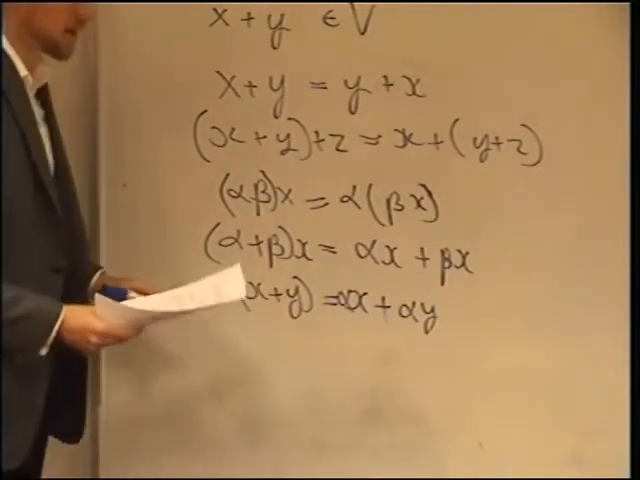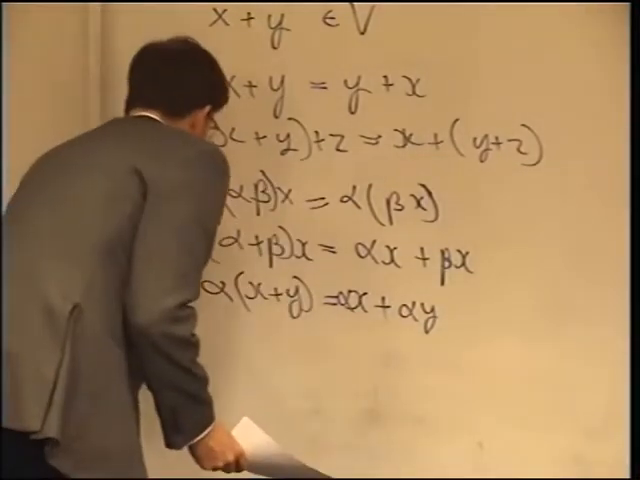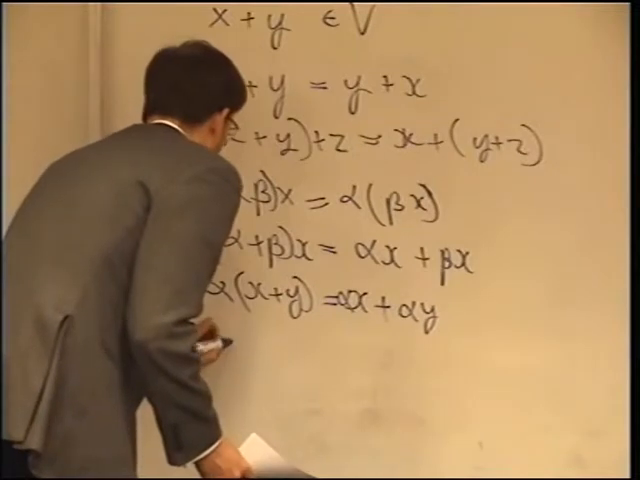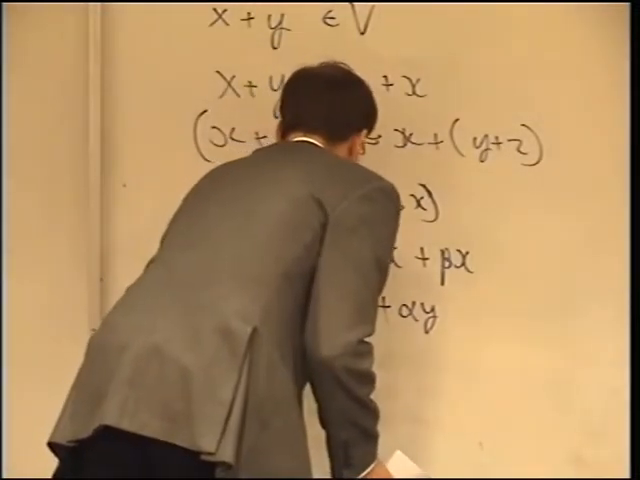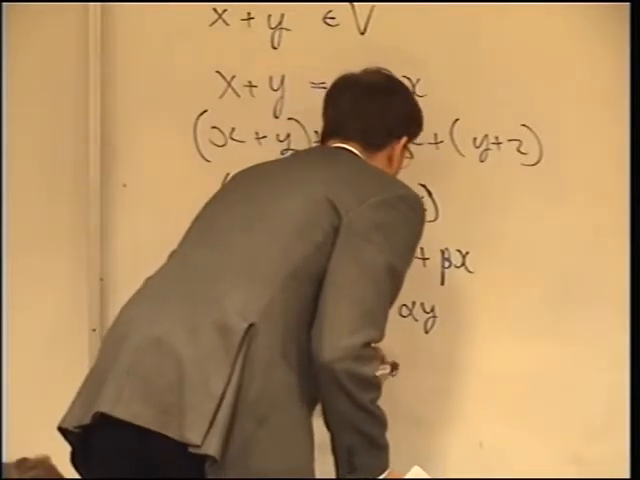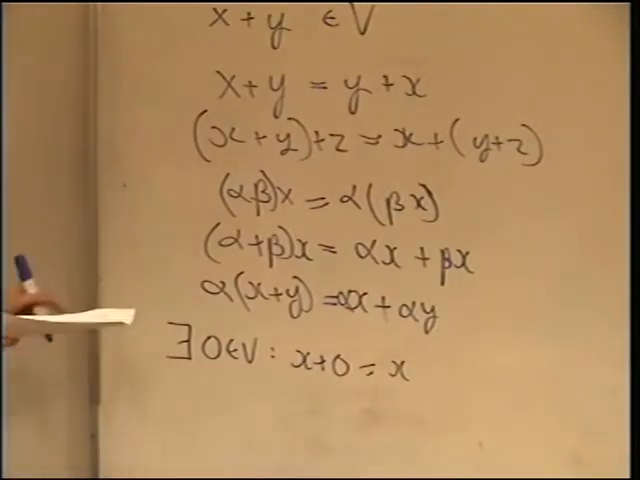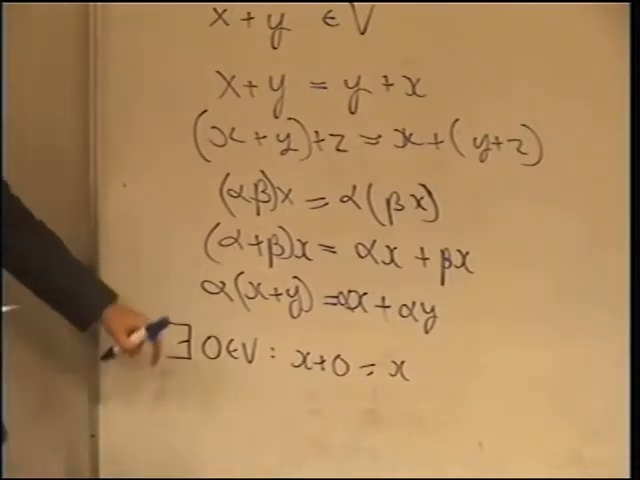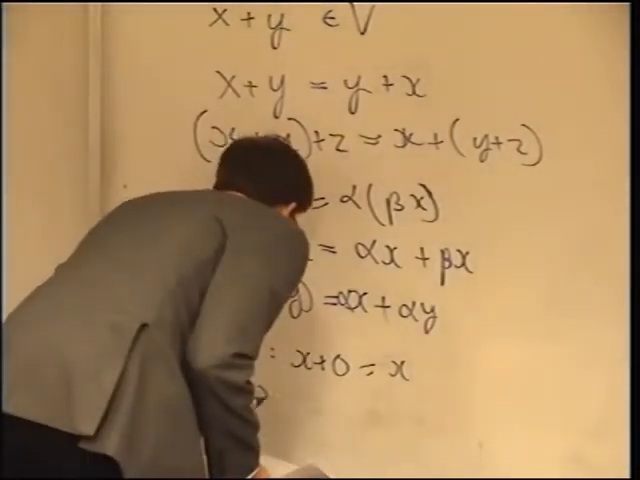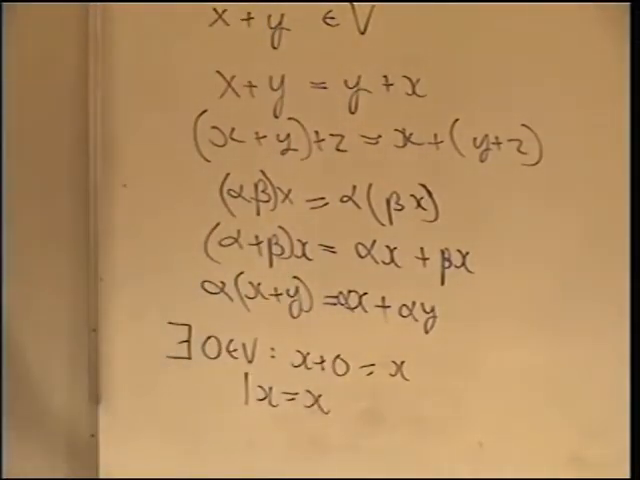The zero vector has to be in the space. So that means there exists 0 in V such that x plus 0 always equals x, any x in the space. And similarly, if I take 1, which is the multiplicative identity in the scalars, then it always has to be the case that 1x equals x. So that's the whole list.